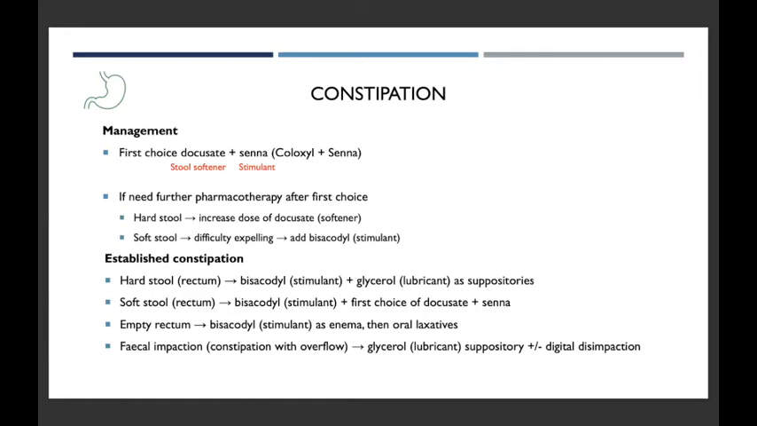In terms of established constipation, when they've had it for a while: hard stool in the rectum, let's give a stimulant and a lubricant to get it out of there. Soft stool in the rectum, let's give a stimulant to get it out of there. Nothing in the rectum, well, let's give a stimulant as an enema to try and push it down, and then some oral laxatives. And if there's fecal impaction, so basically that constipation where it's just impacted and it's not going anywhere, then we give a suppository of glycerol as a lubricant, and potentially a digital disimpaction, which is about as fun as it sounds.